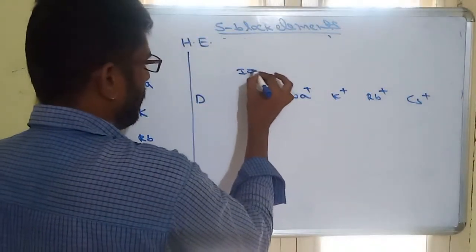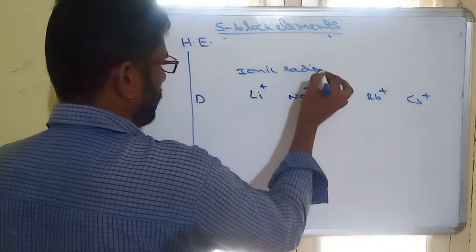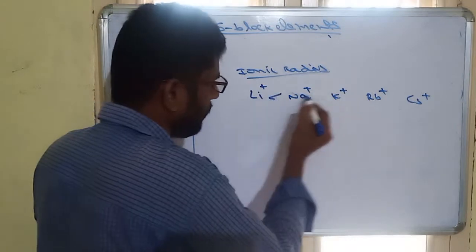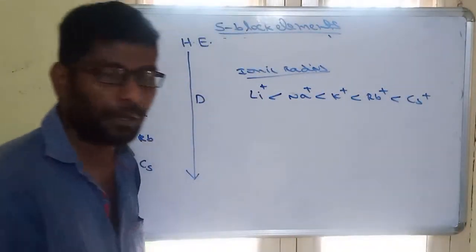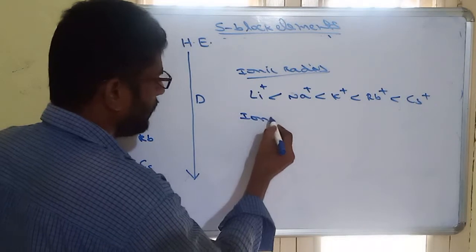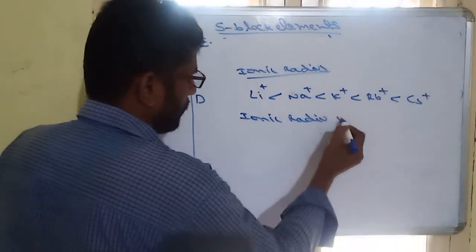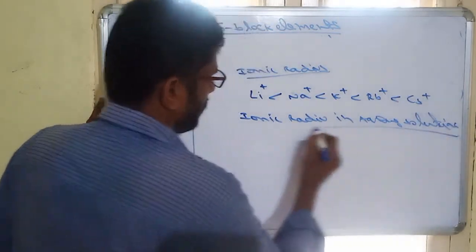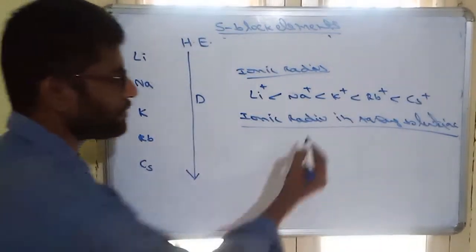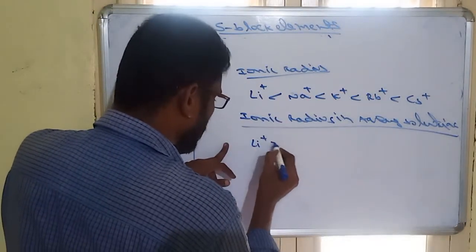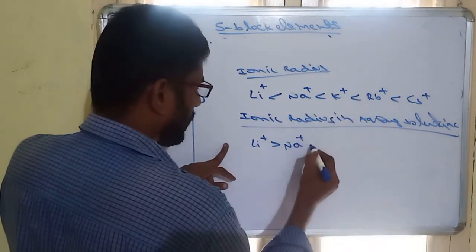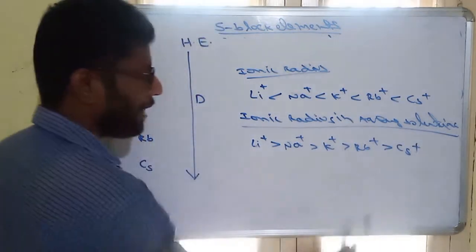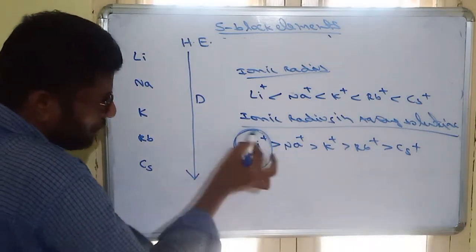If we are taking ionic radius, remember that when we are observing ionic radius, it always increases from top to bottom. But whenever they are asking for ionic radius in aqueous solution, then the order will be Li plus is very much greater. After that Na plus, K plus, rubidium plus, cesium plus. So in aqueous solution, the lithium ion has a very big size.